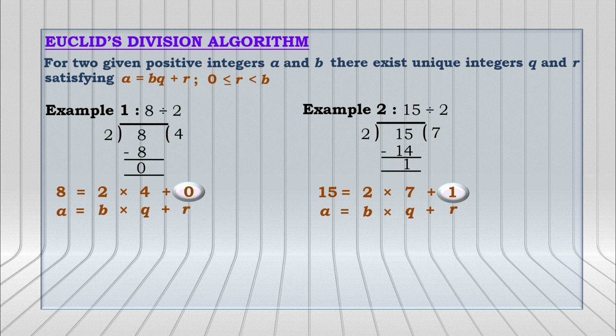If we reframe it, we can state Euclid's division algorithm as: for two given positive integers a and b, there exist unique integers q and r satisfying a equals bq plus r, where 0 is less than or equal to r, and r is less than b.